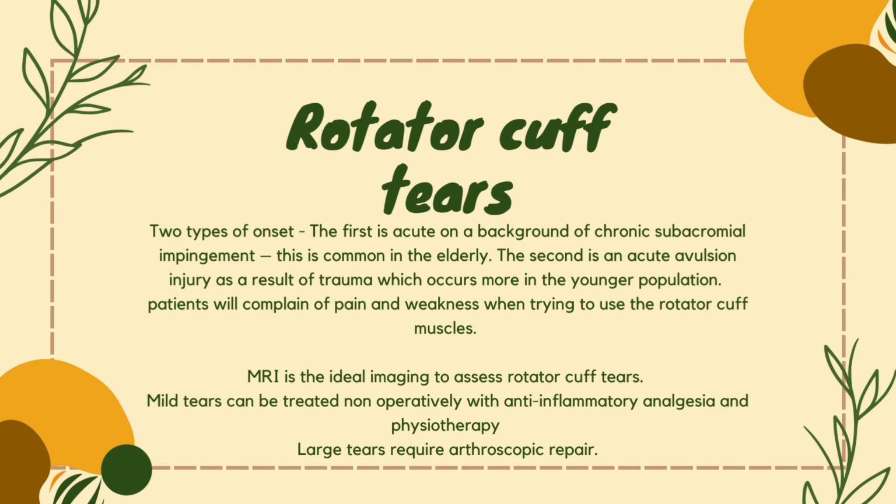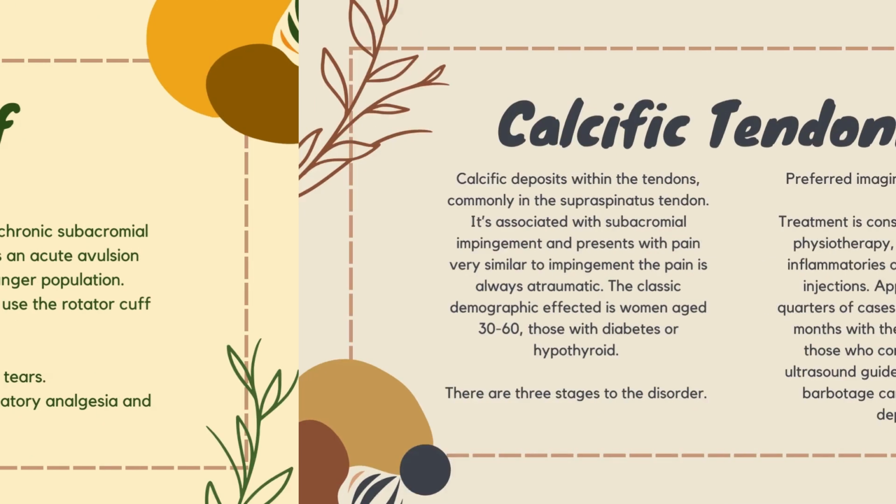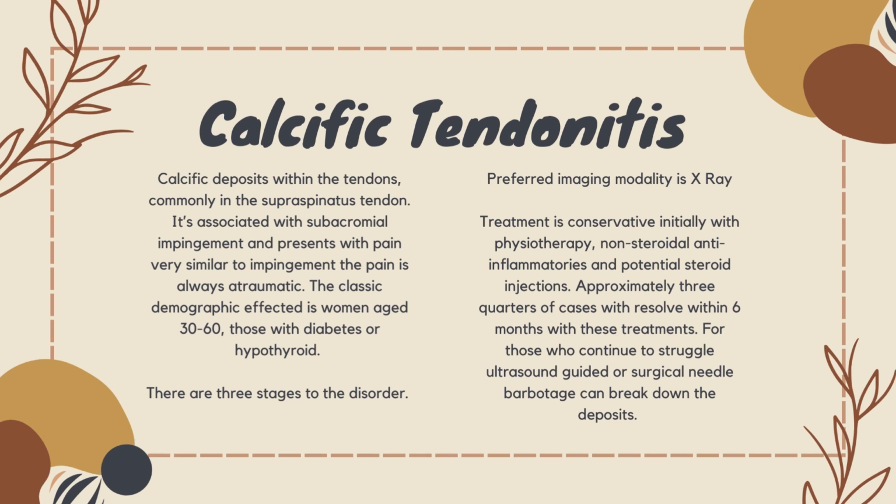Note that long-term rotator cuff dysfunction can lead to rotator cuff arthropathy. This is the presence of shoulder arthritis with rotator cuff dysfunction. This is most commonly seen in chronic massive tears. Now let's cover calcific tendinitis.